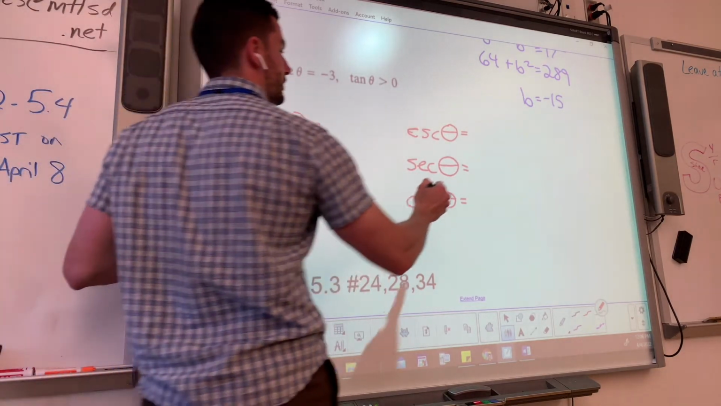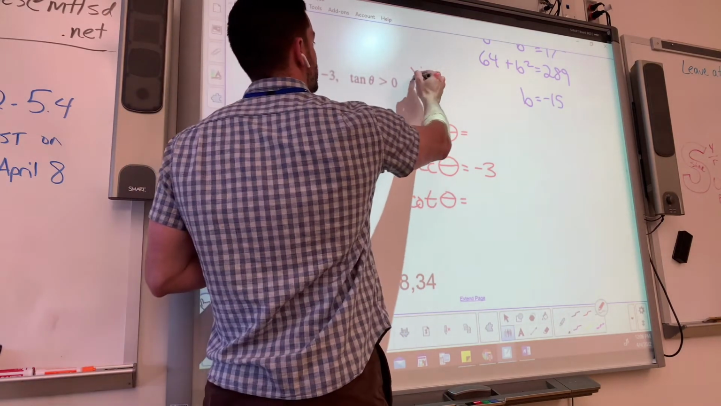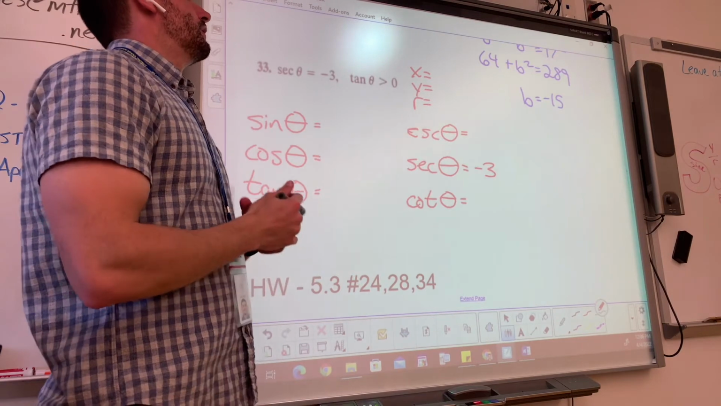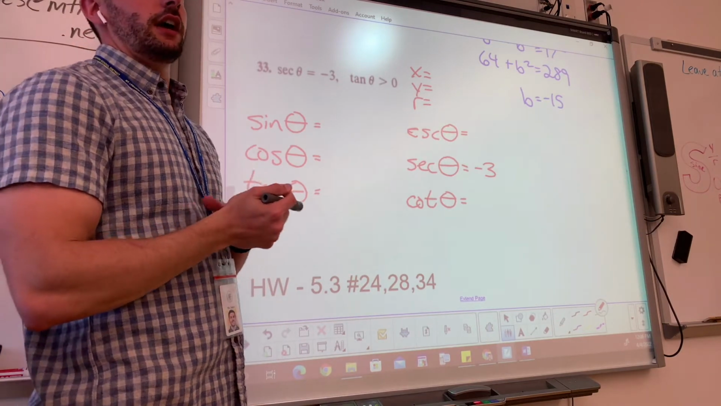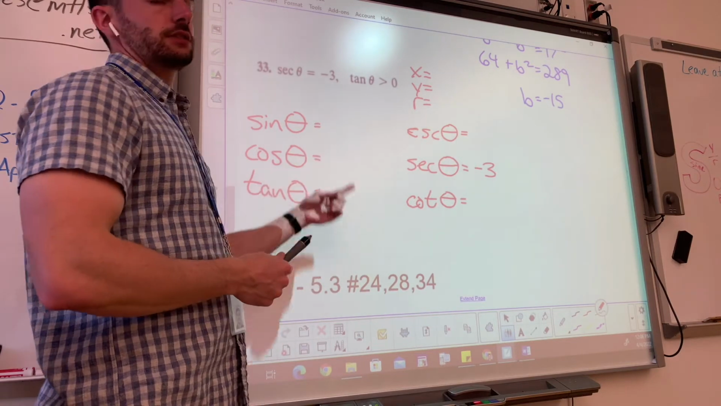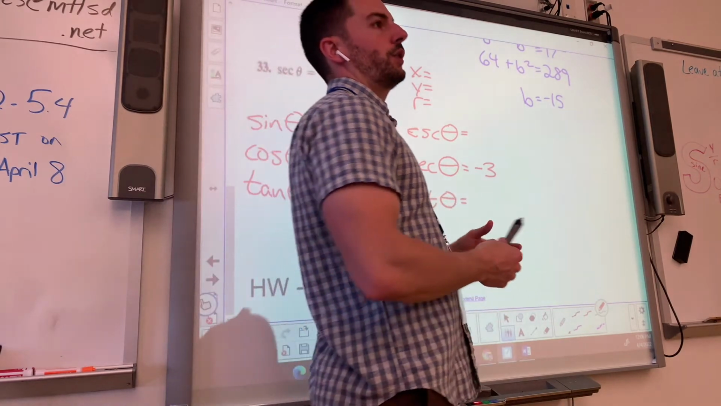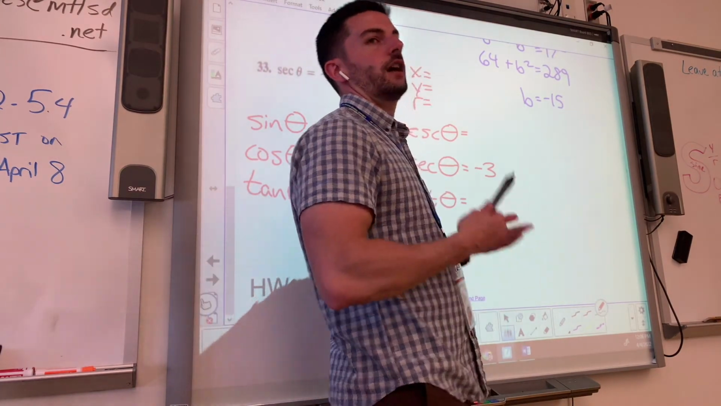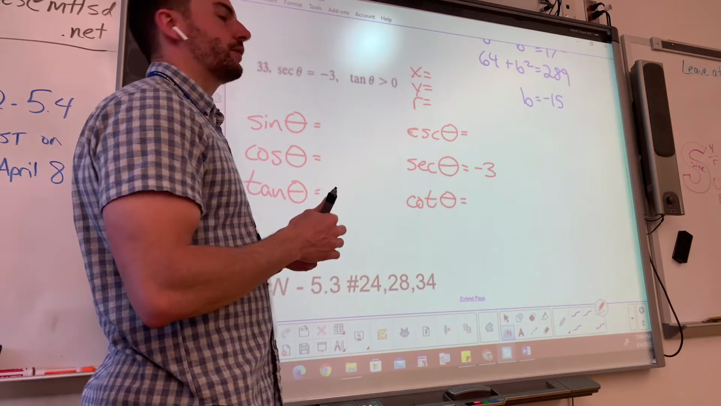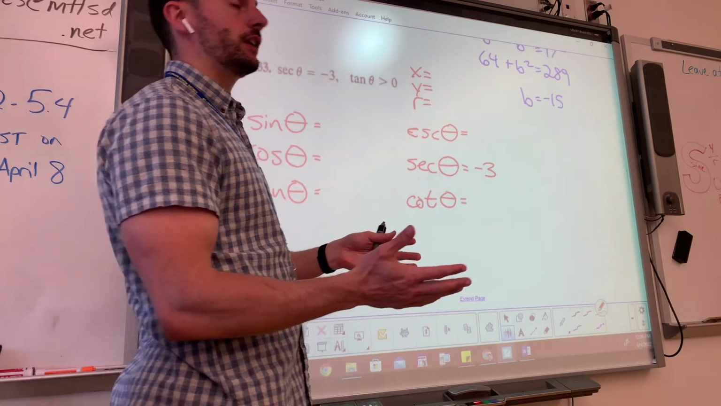And so we are given secant is negative 3. Now, the only issue with that is that, again, these are all trig ratios, meaning that these are all fractions. Okay. So secant being negative 3, this is like the simplified version of a fraction. And so you might immediately think, oh, negative 3 is a fraction, so you might think negative 3 over 1. That's actually not what it is, okay?